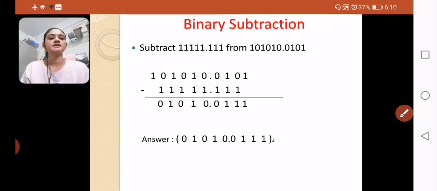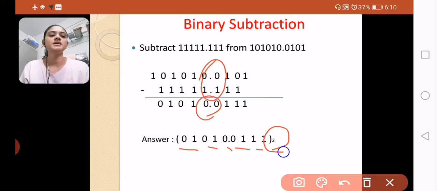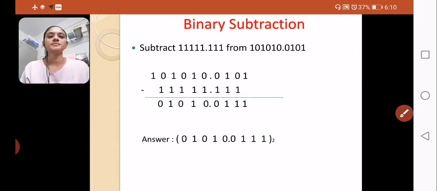So after subtracting these two numbers, you have to put the decimal point. Exactly in the answer put the decimal point where in the two numbers you have matched. Okay, so the final answer of this subtraction will be 01010.0111, and don't forget to write here base 2. It indicates binary, so without it your answer will be wrong. Okay, so please remember these rules for binary subtraction.